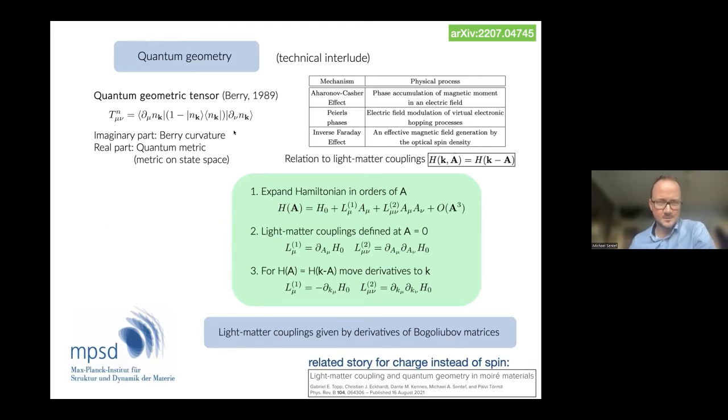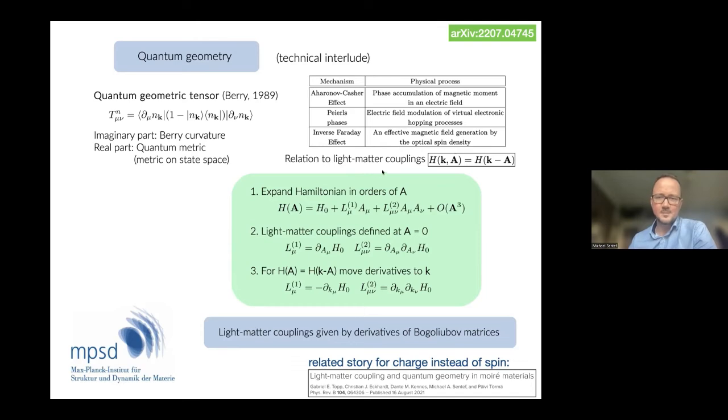So this you all know, quantum geometry, introduced by Berry famously. And basically what we do here is we take the initial Hamiltonian that I showed earlier, do a spin wave expansion, and then couple it to light. You can couple it in different ways. I'm not going to go into the details here, but more or less this amounts to replacing k by k minus A. So this looks like minimal coupling and should be familiar to you.